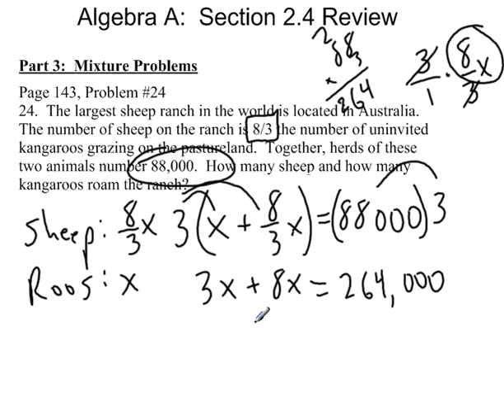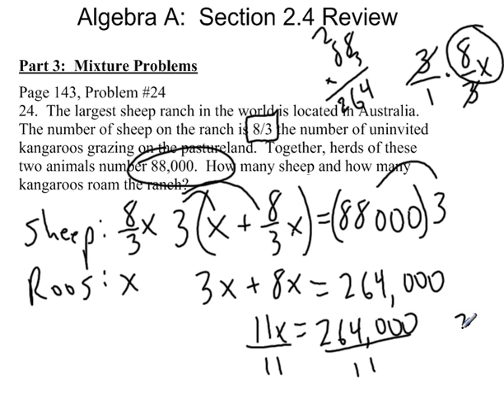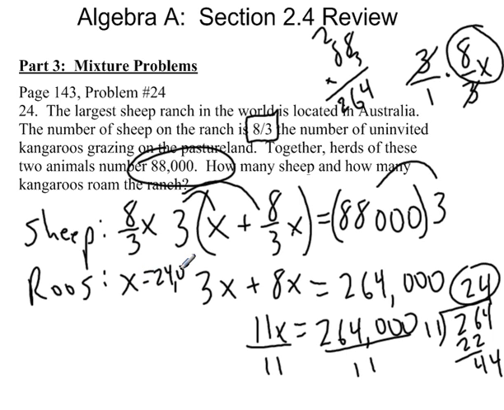Combine like terms, 3x plus 8x gives me 11x equals 264,000. Divide both sides by 11. And I need to do 264 divided by 11. If you have a calculator, this will work out a lot easier, but I'm going to get 24. Don't forget that's 24,000. I left the 3 zeros off. So the number of sheep I don't have yet, but the number of kangaroos is 24,000. I'm out of room to answer for sheep.